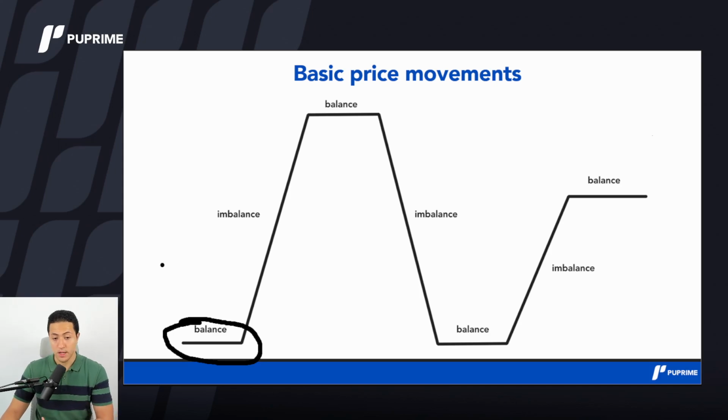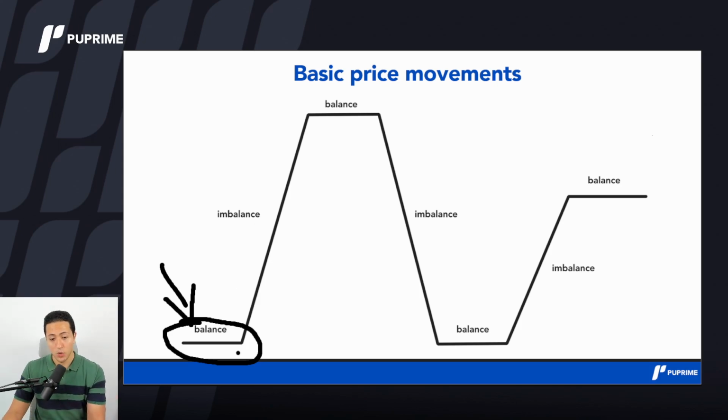So here we are having a balance. Why? Because supply is equal to demand. Roughly, they are equal to each other. There is no increased interest in buying or selling this price, whatever it is. This might be gold, this might be oil, or whatever it is. So right now we have a period of balance. As we said, it's never forever. So there will come a time, 100%, when those shifts will happen between supply and demand.